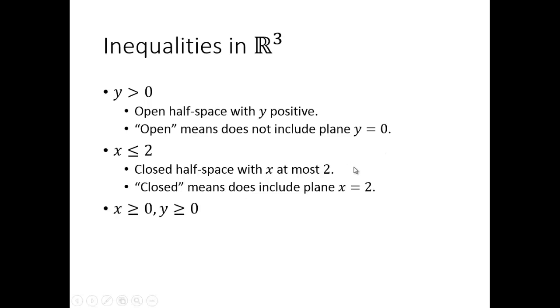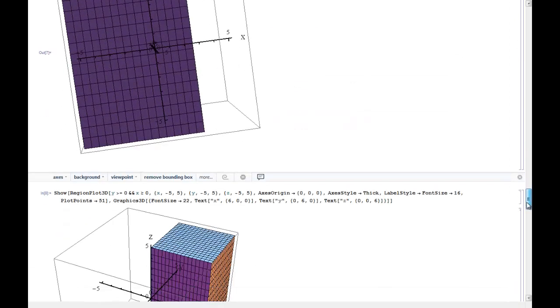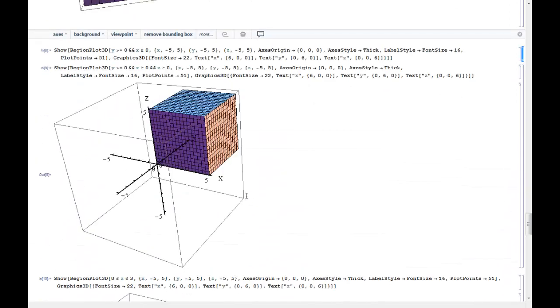Okay, another one, we could do 2 inequalities together. We could do x greater than or equal to 0 and y greater than or equal to 0. Now this is a little bit weird. It's kind of like, okay, if there's no z, it'd be the first quadrant, but then z can range however it wants. You might call this a quarter space. So let's look at the picture here. So here's the picture of what's going on.